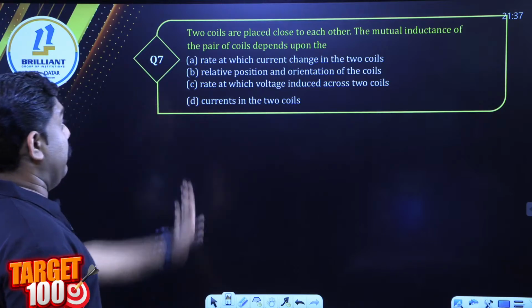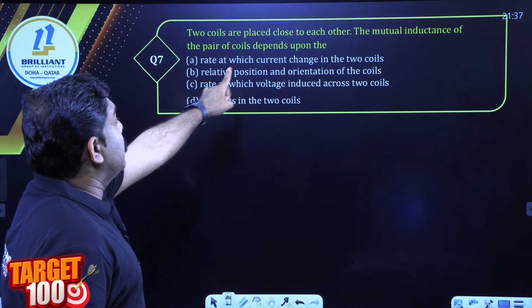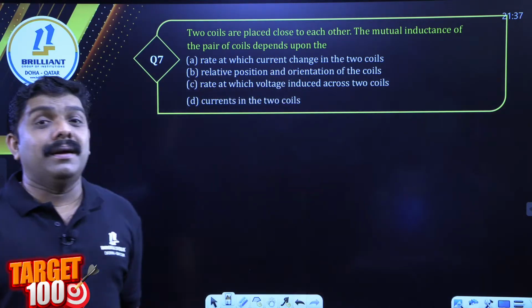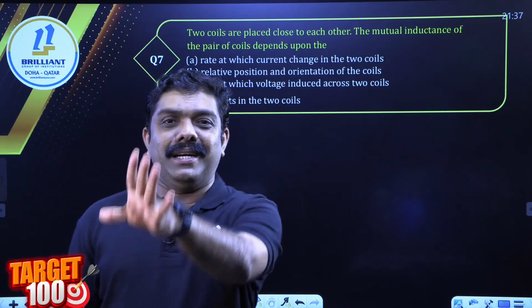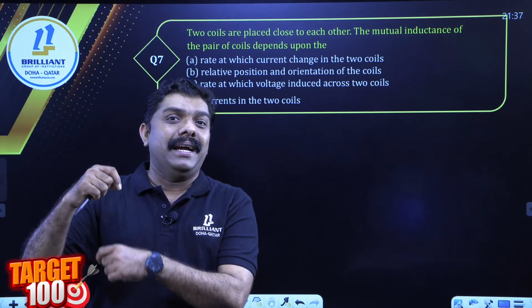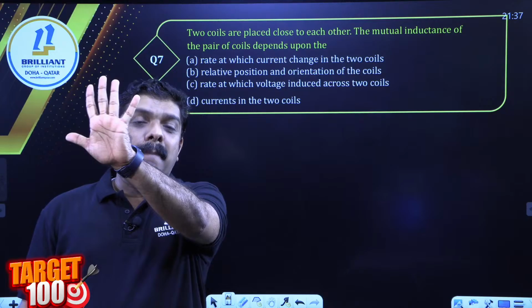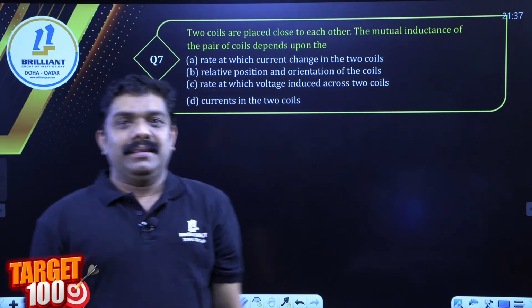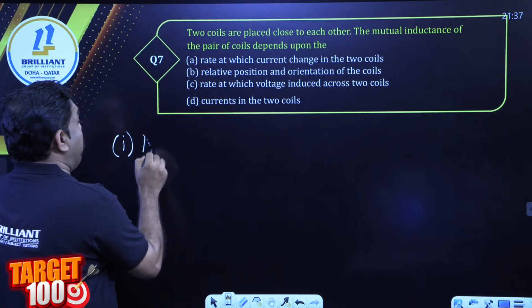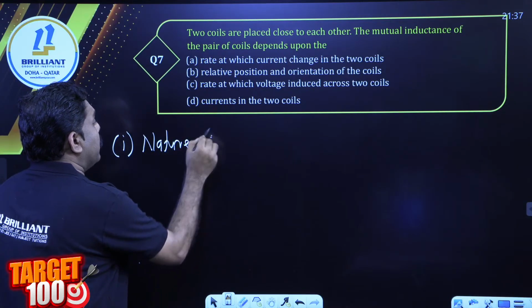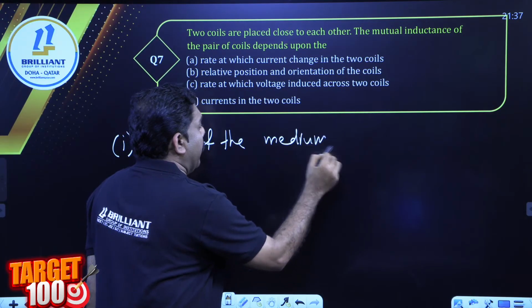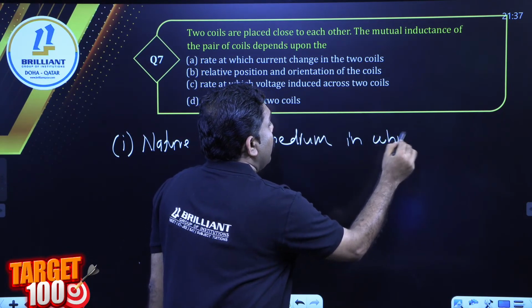Now we are doing question 7. Look, two coils are placed close to each other. The mutual inductance of the pair of coils depends upon. Direct question from NCERT. For those who read our tuition notebook or the textbook, they got the idea. There are 5 factors upon which mutual inductance depends. Which are the 5 factors? First one, mutual inductance depends upon nature of the material, or we can say nature of the medium in which the coil is placed.